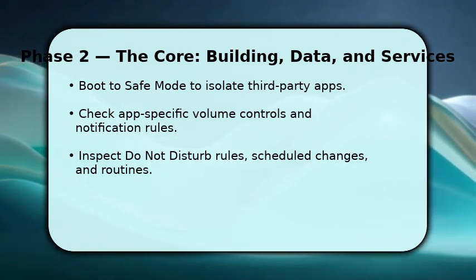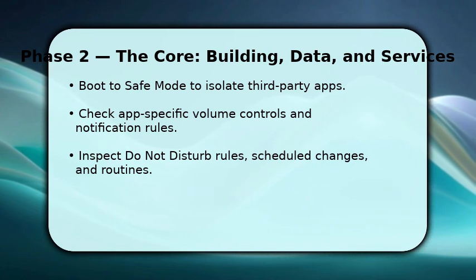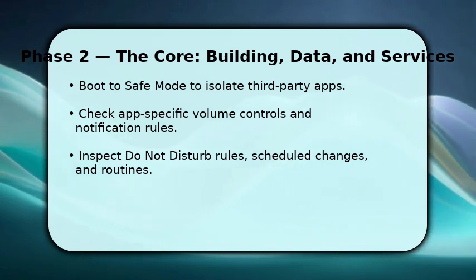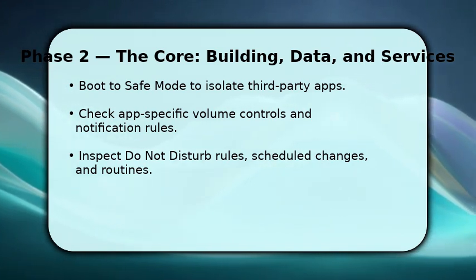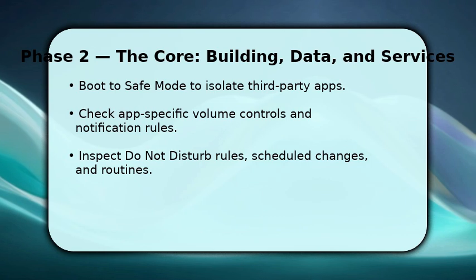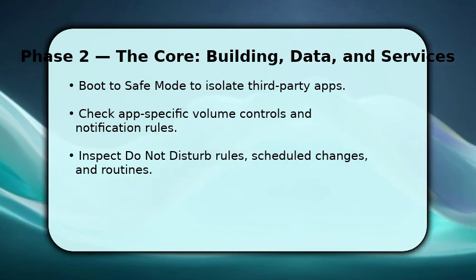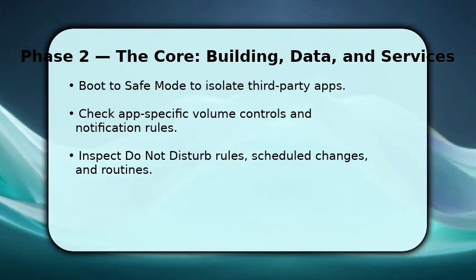Also review Do Not Disturb and any automation apps or routines that adjust volume on schedules or location triggers. If you find a rule, disable or edit it. That explains why volume jumps at certain times or places.